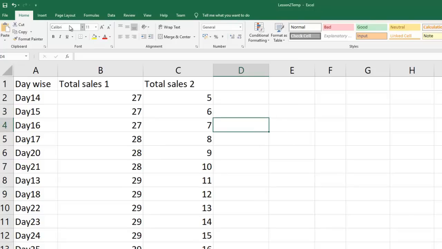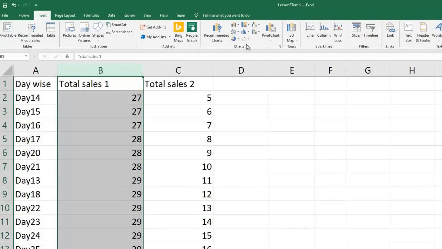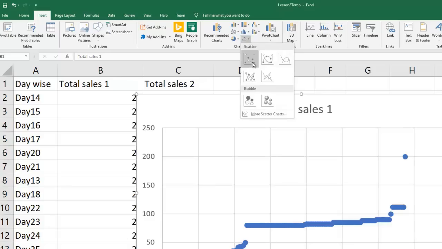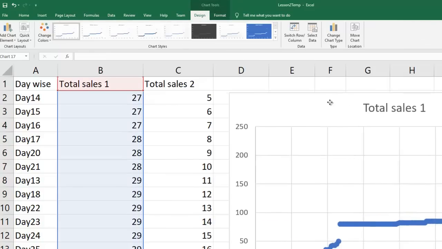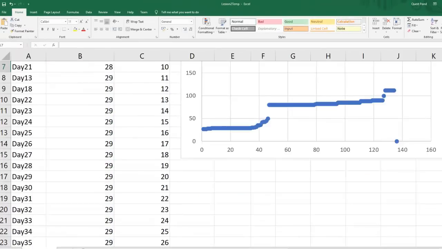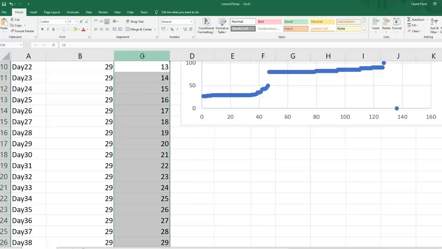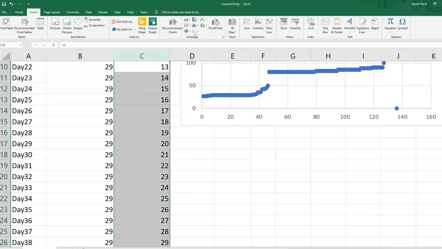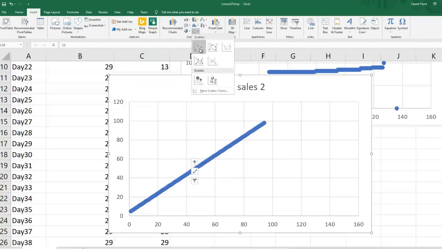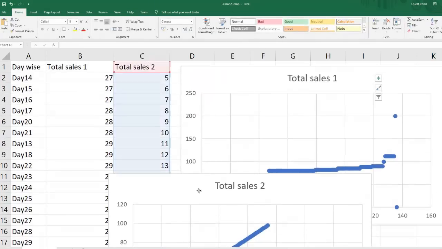Let me go ahead and plot this data set. Let us use this scatter plot here. You can see that I've used the scatter plot and plotted total sales 1. Let me create one more scatter plot which will plot the second one, this one. And let me place them side by side.